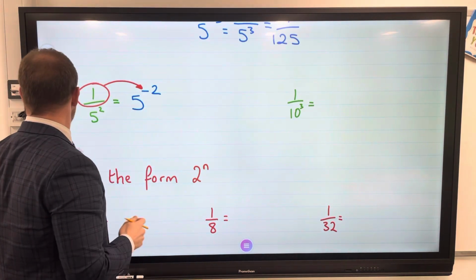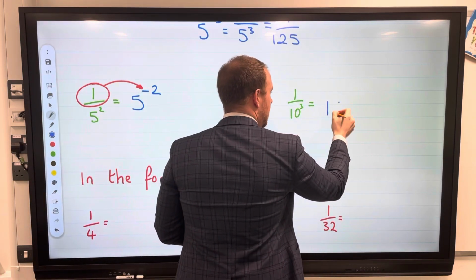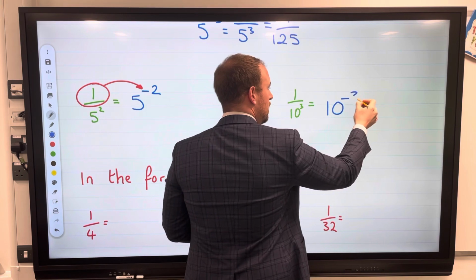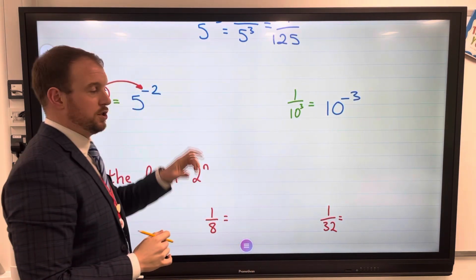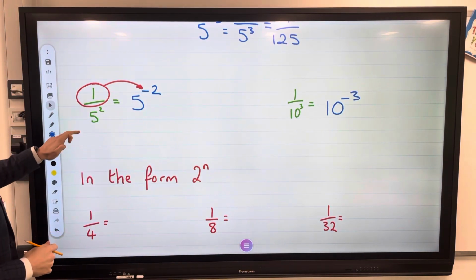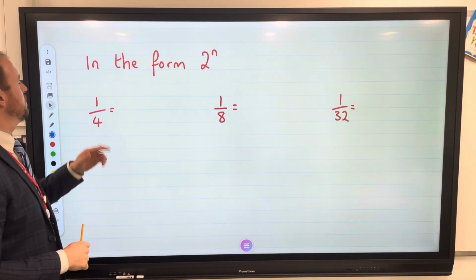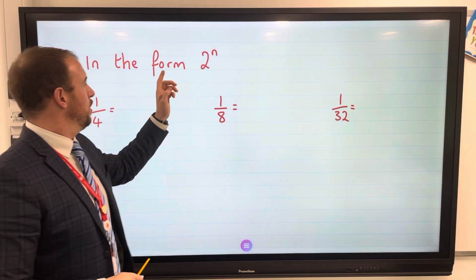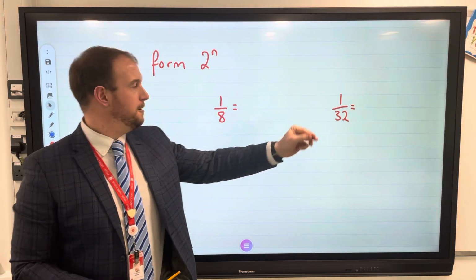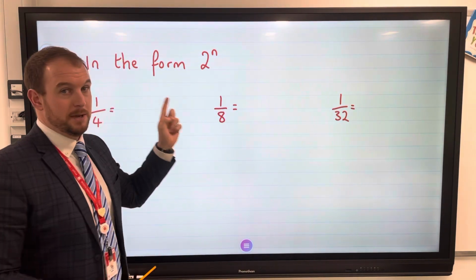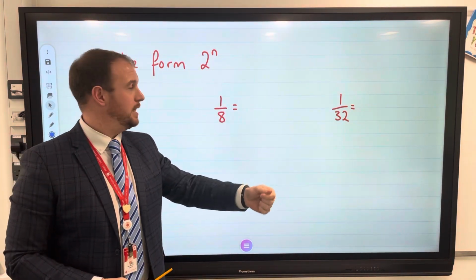Here, base number is a 10. 1 over means negative. The power is 3. So we've just converted the other way. You may be given questions like this, and it asks you to write it in the form of 2 to the power of something. These are all 1 over, which means negative indices.